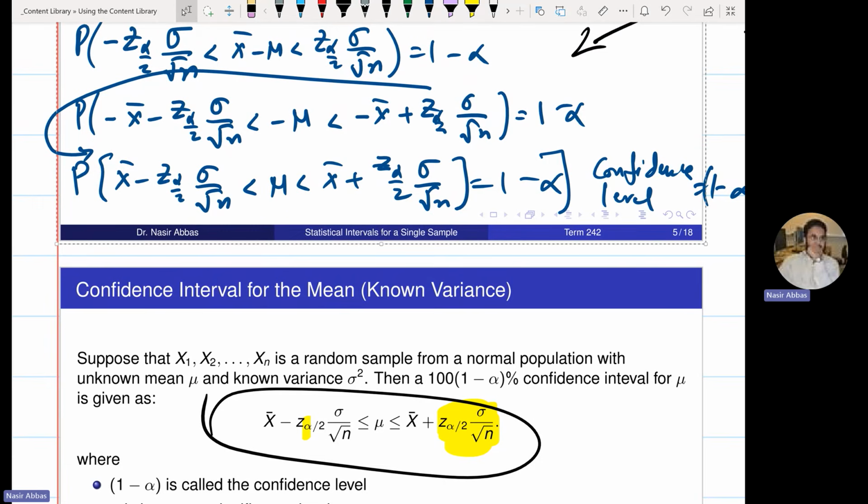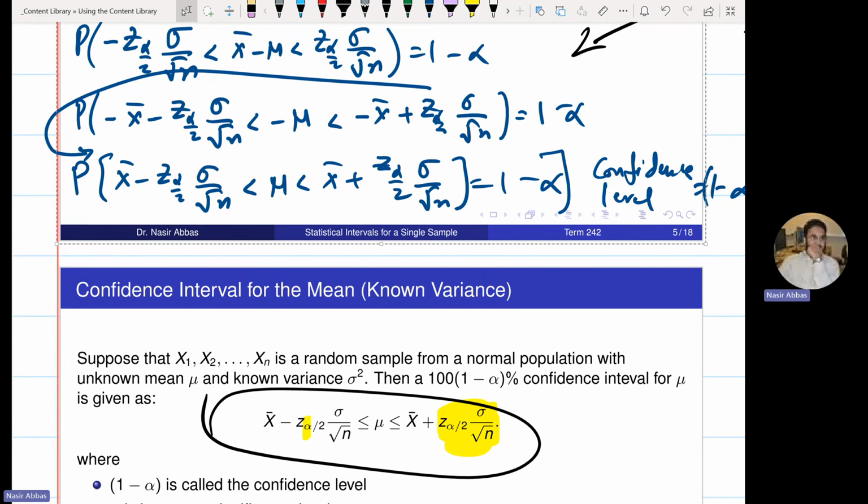Mu is fixed. Whatever it is, we don't know about it, but it is a fixed quantity, correct? Whatever is the population mean, it is a fixed quantity. Once you observe the value of X bar, it is a fixed quantity. Z alpha by 2 is a fixed quantity. Sigma is a fixed quantity. N is a fixed quantity. So after plugging in all the fixed quantities, this lower limit is fixed, mu is fixed, upper limit is fixed. No more concept of probability.